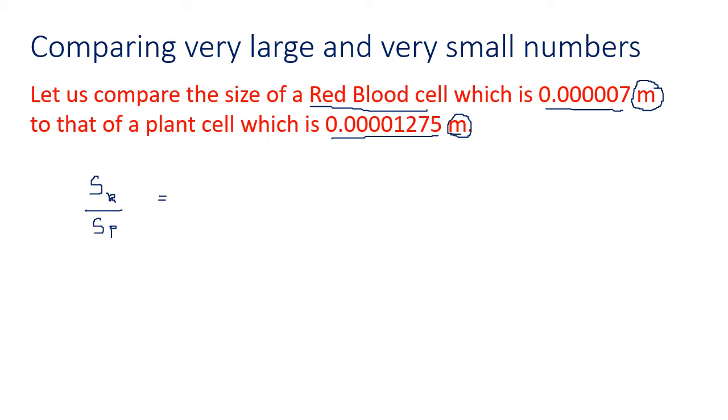First, let me write in the standard form. How do I write in the standard form? There is only one digit non-zero, so I'll write 7 into decimal shifted towards the right 1, 2, 3, 4, 5 and 6 places. So into 10 raised to minus 6 upon 4 digits which are non-zero, 1.275 into decimal shifted 1, 2, 3, 4, 5 places. It is shifted 5 places, so 10 raised to minus 5.